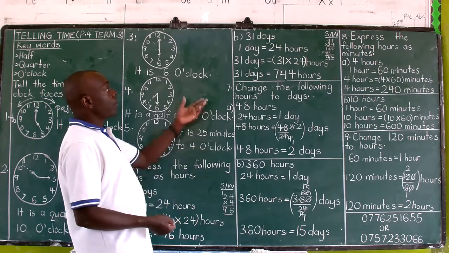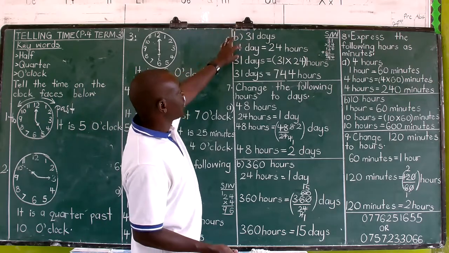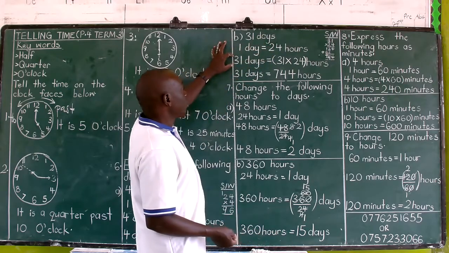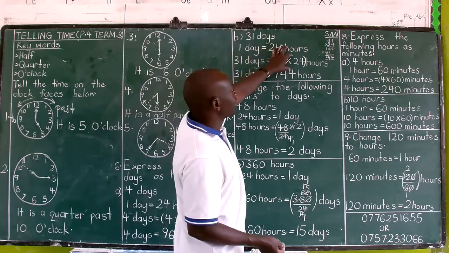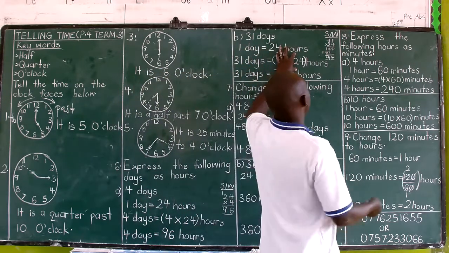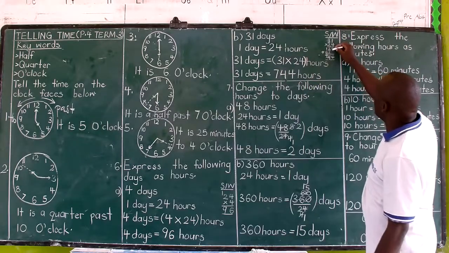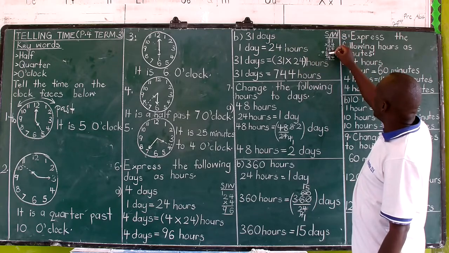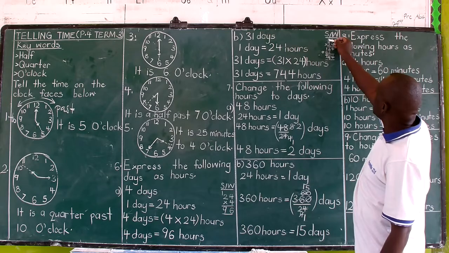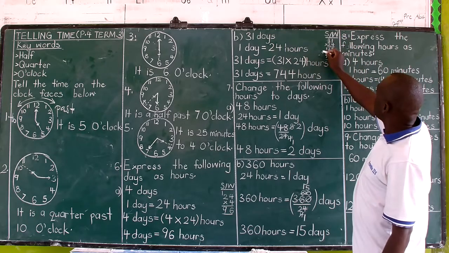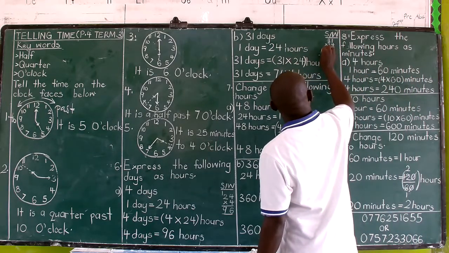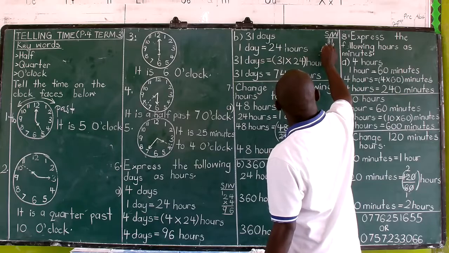Like part B, convert 31 days to hours, you still say 1 day is equivalent to 24 hours. What about 31 days? That's 31 times 24 hours. Then multiply 4 by 1, get a 4. 4 by 3, get 12. 2 times 1, get a 2. Then 2 times 3, get a 6. Then put a plus sign of addition. Please add. Add properly and then get the answer.